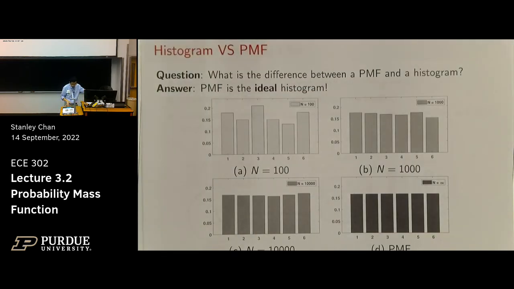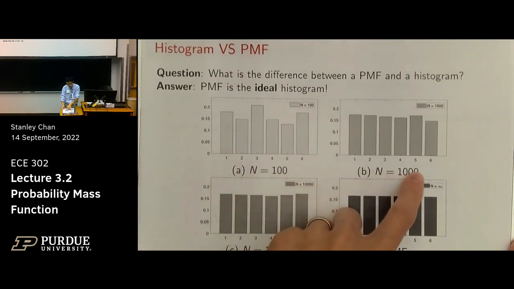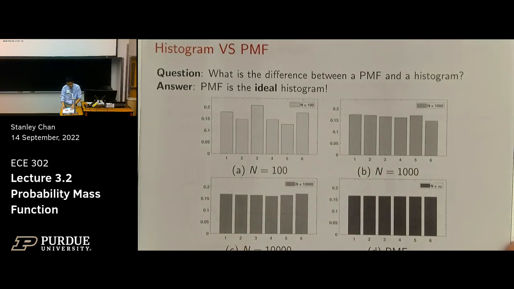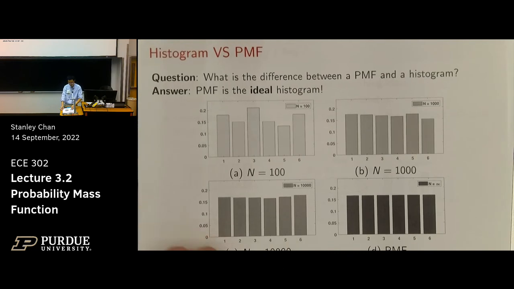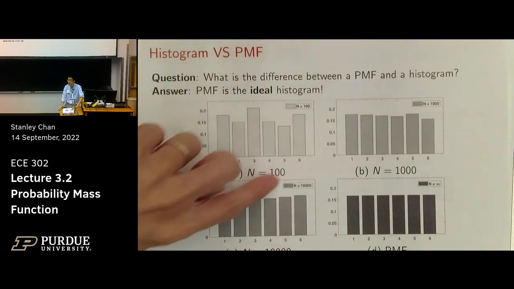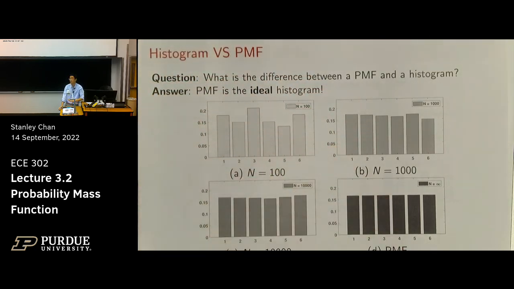Okay, so here is an illustration of the die throwing experiment I just described. You have 100, 1,000, 10,000, you can do 10 million. Even when you have 10,000, you're not flat. And this is the true probability mass function. It's all flat. So you can see that there is a convergence to this thing.